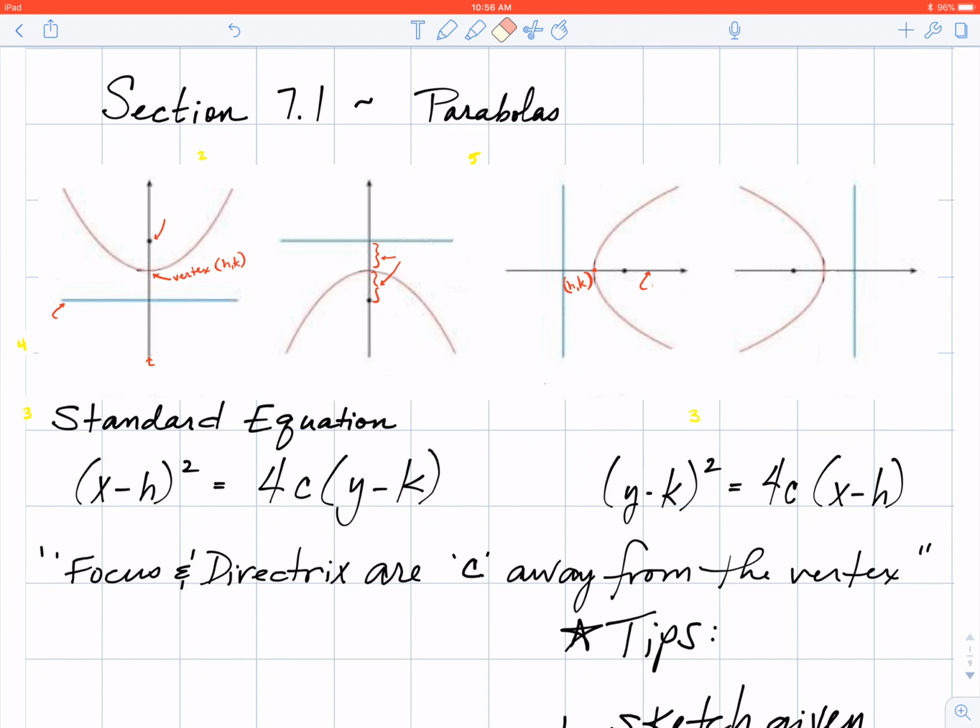Secondly, there is a point on the inside. This guy is called the focus. The focus. This is a lot like the receiver inside of a satellite dish or a light bulb inside of an old flashlight. And so this is the focus.